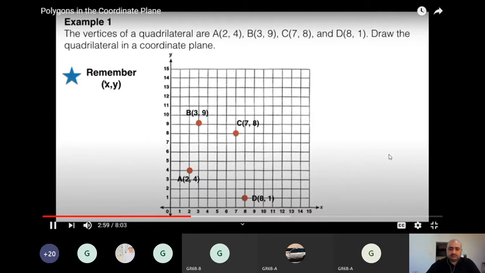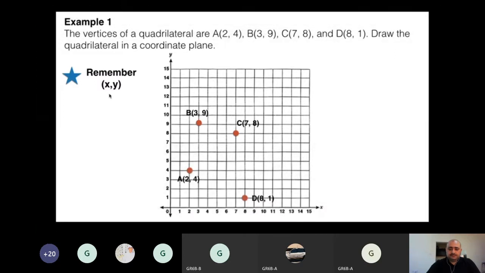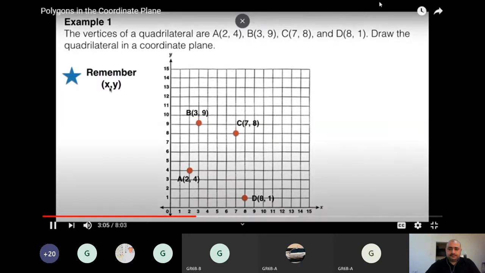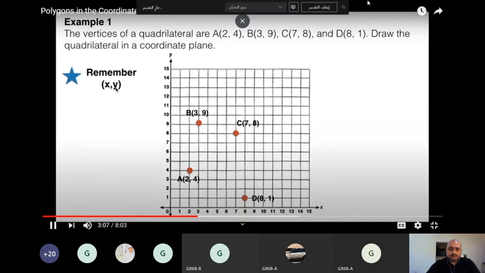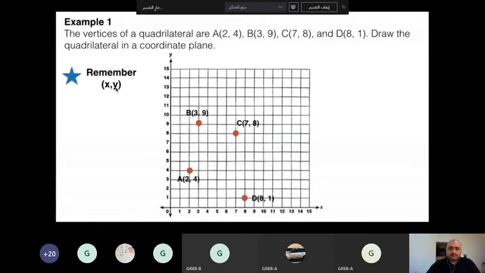That you always remember the X coordinate comes first, then the Y. And if you want to think about it, X comes first in the alphabet, then Y. Maybe that could help you out to remember it. So we're almost done. We've plotted our vertices.